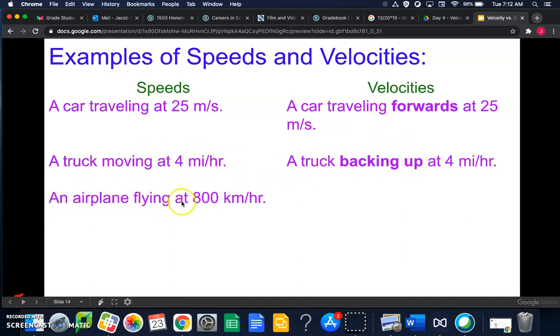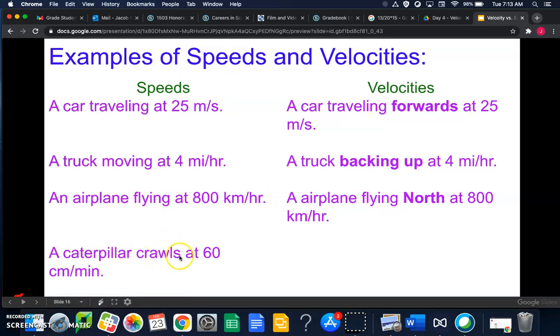An airplane flying at 800 kilometers per hour, that's a speed. An airplane flying north at 800 kilometers per hour, that's a velocity. So again, north is the direction, right? That's the difference between speed and velocity: speed doesn't have a direction, velocity does.